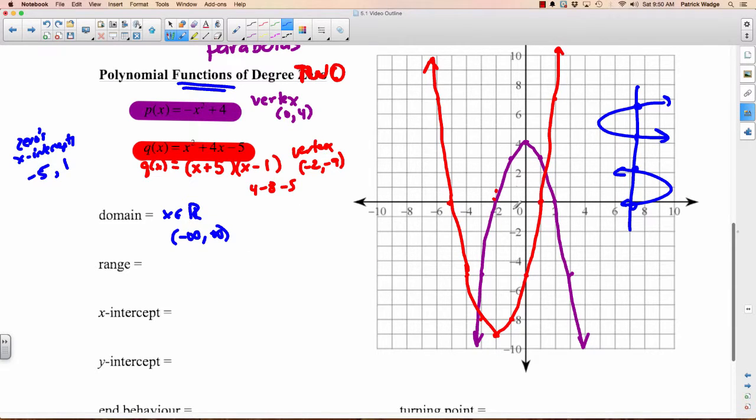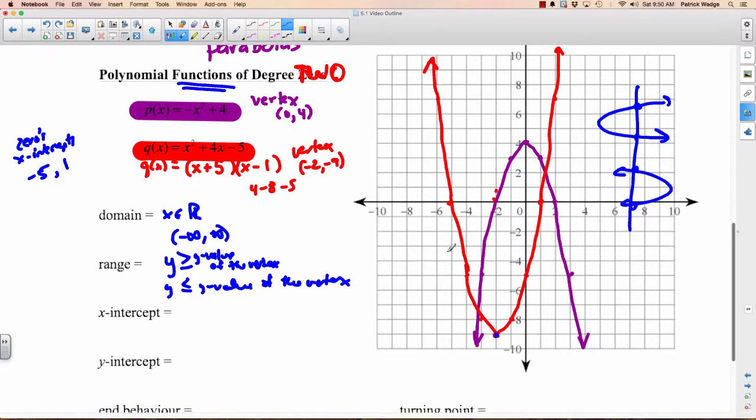The range. Okay, well, it depends. If it's the red parabola, then all your y values are greater than some amount. What amount? The y value of the vertex. So y is greater than or equal to the y value of the vertex. So that's when the parabola faces up. If the parabola faces down, like the purple one here, then all the y values are less than or equal to the y value of the vertex.